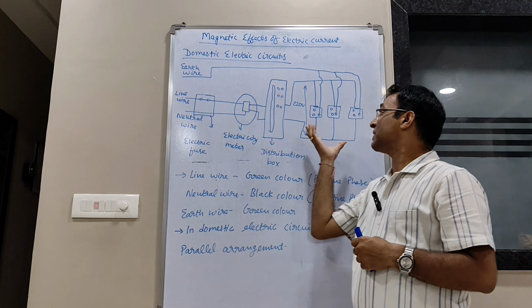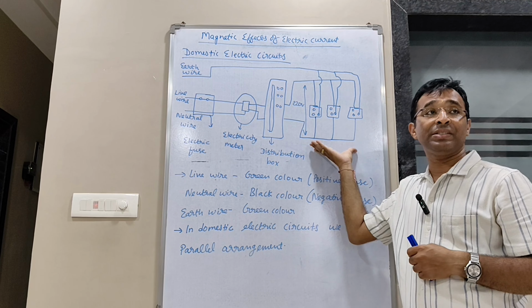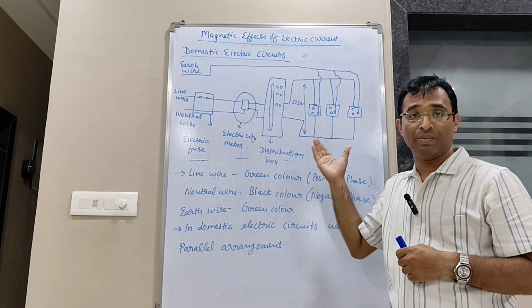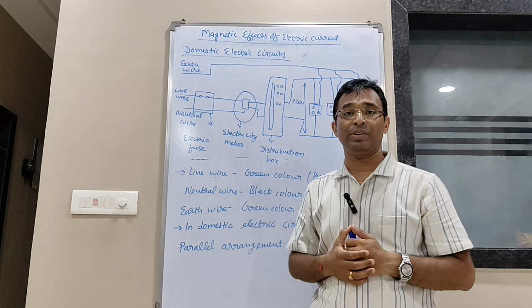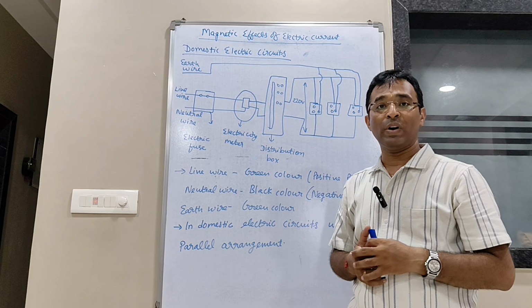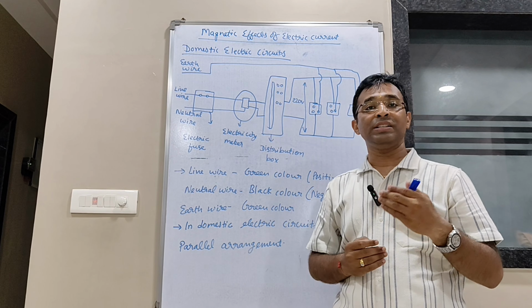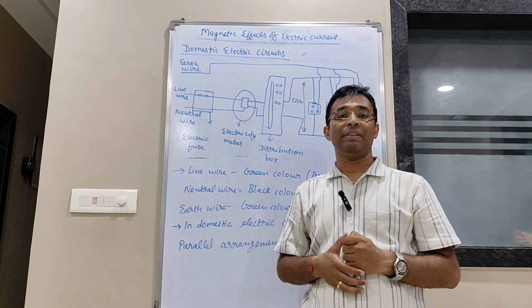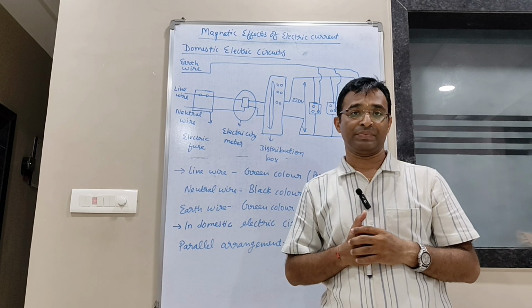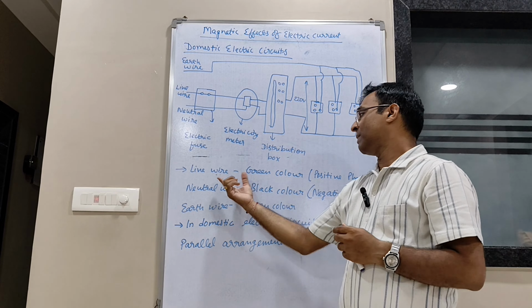The connection we can observe here, the electricity coming to the appliances is around 220 volts in parallel combination, not in series combination, right? We will study all these things, why it is so, why series combination is not used and why parallel combination is used instead of series combination. Let's go one by one.